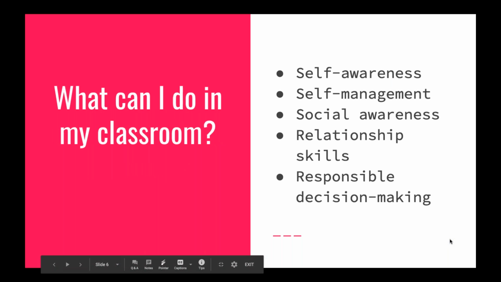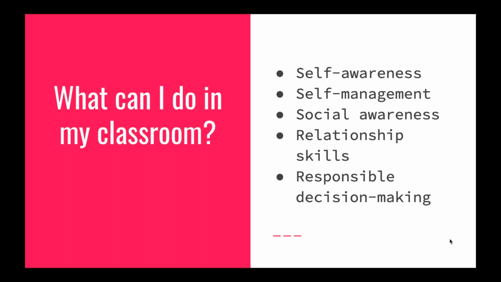So what can I do in my classroom? CASEL identifies 5 components of social emotional learning. You, as an educator, can work to make sure you are implementing these components within your classroom, and you'll see these listed here on the screen.